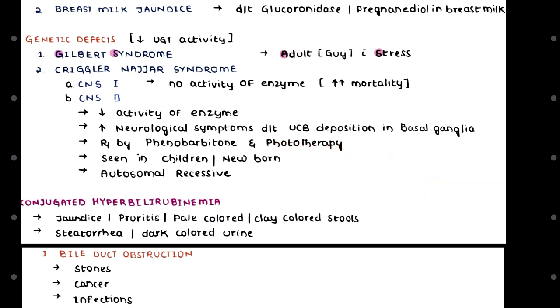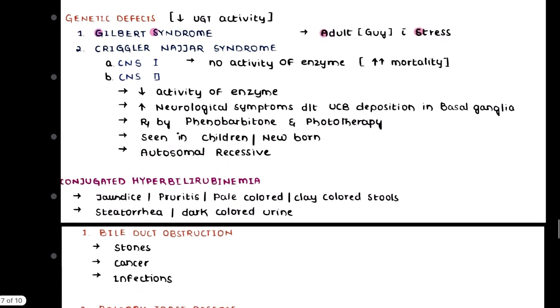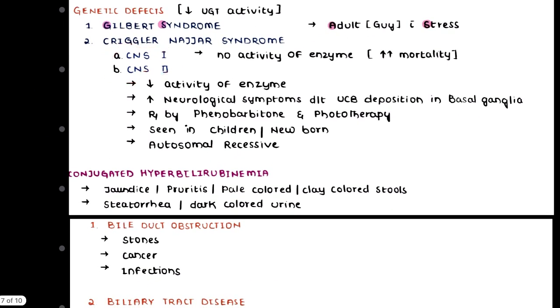As I have seen, it is seen in children and newborns. Crigler-Najjar syndrome we have already discussed, and it is an autosomal recessive syndrome. Both of these are autosomal recessive syndromes.